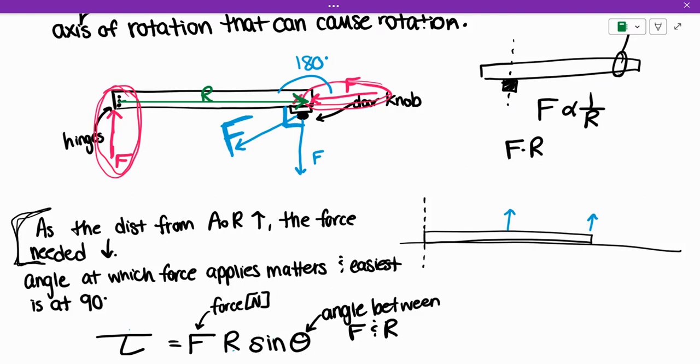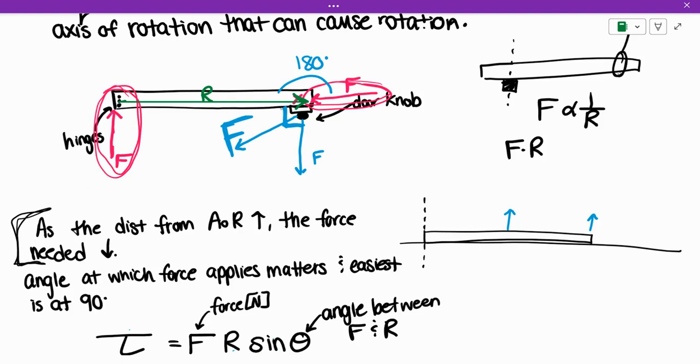pushing on the edge of the door does not create a torque. Okay? And then our last example, when we apply a force perpendicular to a doorknob, the angle is 90 degrees. I have 90 degrees between this green R vector and this F. So sine of 90 is 1, and that's the maximum value of sine.